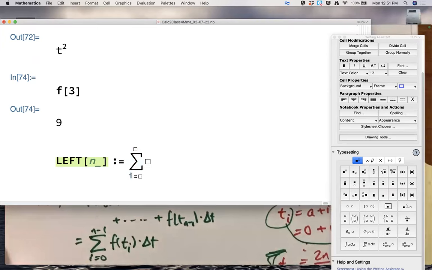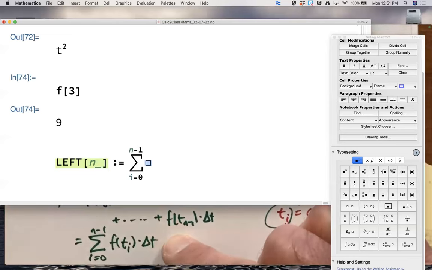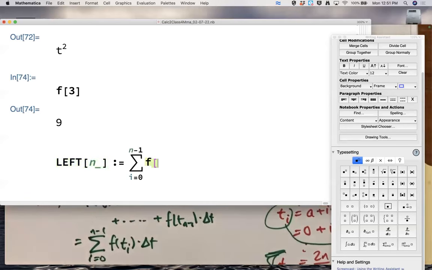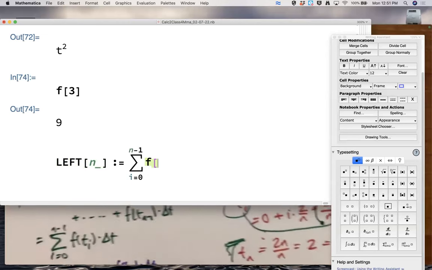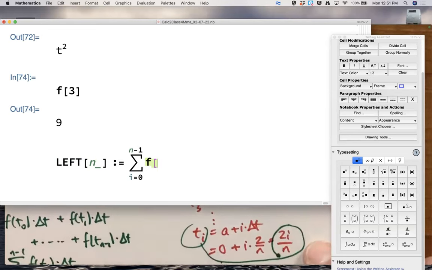So I type an i, then I tab over and type a 0, and tab over and type an n minus 1. So I'm matching what you see there. Then type f of ti. Well, you can't just type ti because Mathematica doesn't know what ti is. I know what ti is, though. It's 2i over n.